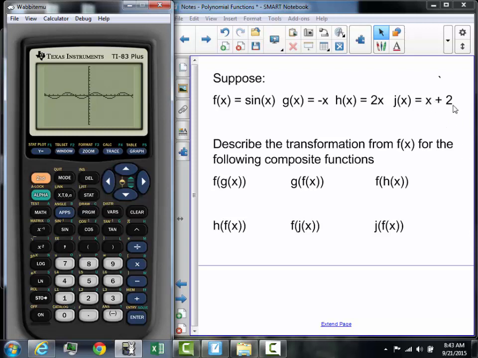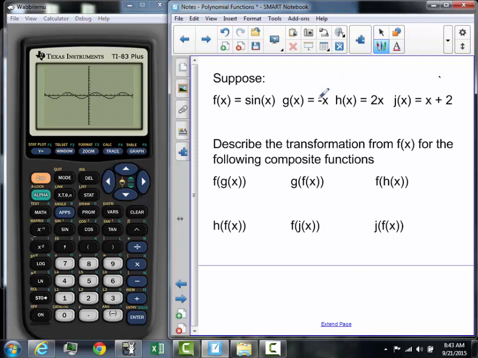We talked about the one where you add numbers. I'm going to hop over here to these last ones, f of j of x and j of f of x. What would f bracket j of x be based on these equations I have up here? What does this notation mean to do? Have j of x and then put that inside of f. Okay, so what is j of x? Well, j of x is x plus 2. And I'm going to take that and put that inside of the sine one.